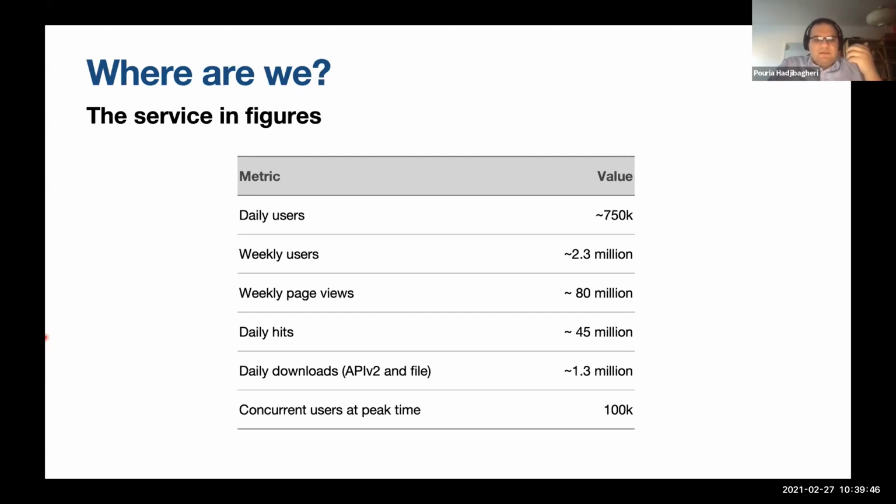We have approximately 750,000 users a day on average. Some days we have 1.2 million, some days we have 700,000, but usually not below that. And the number of weekly users, again, on average is about 2.5 million. We have 80 million page views a week, 45 million daily hits, 1.3 million daily downloads. So that includes different types of data in different formats by different means.